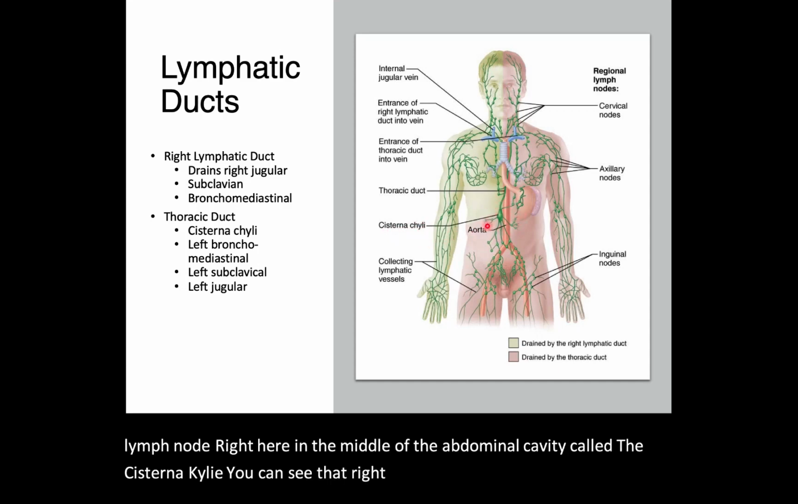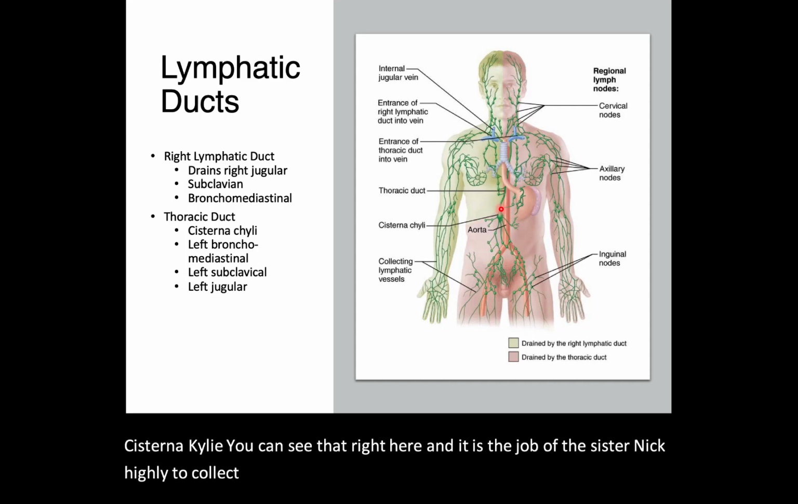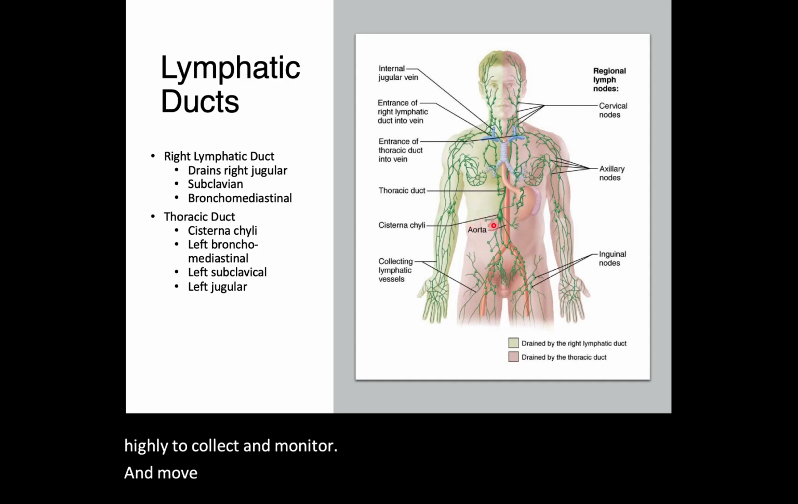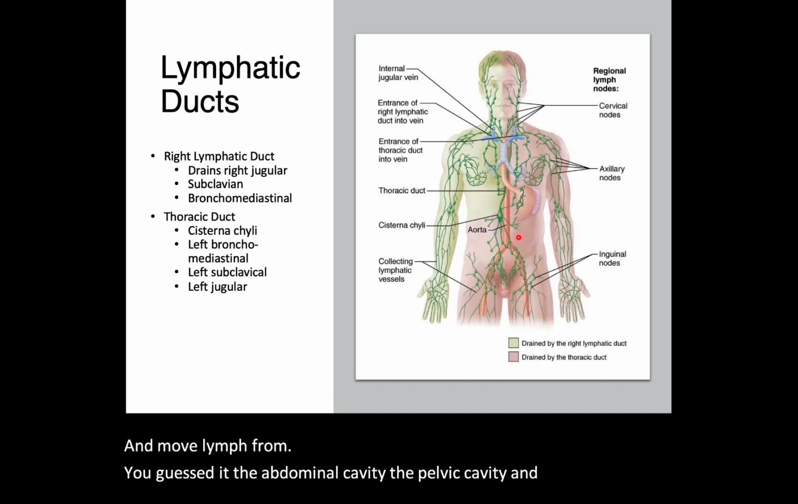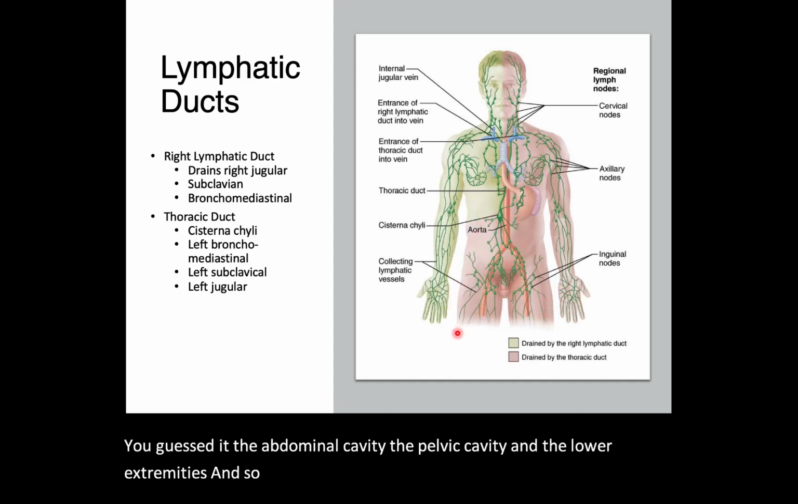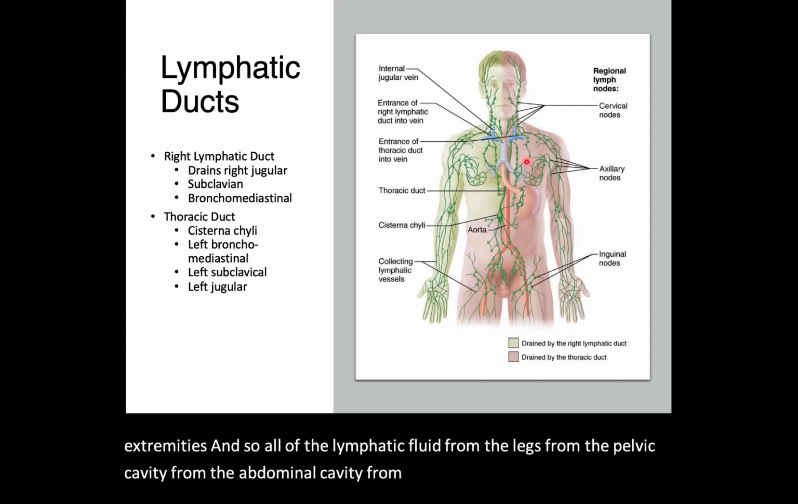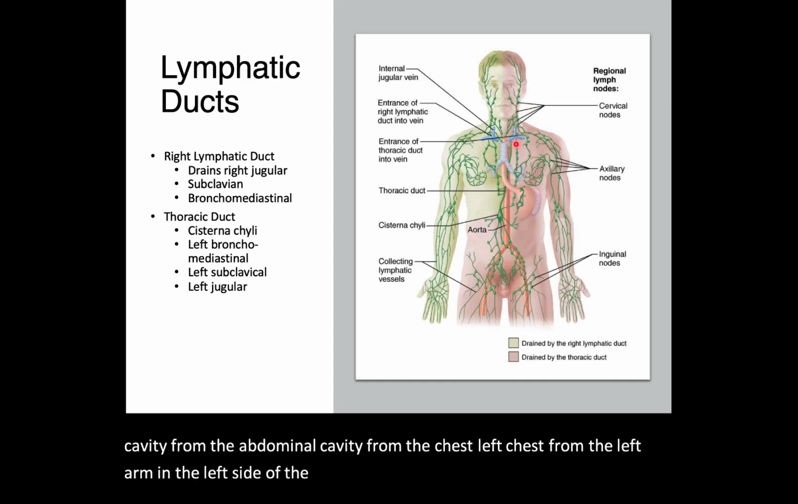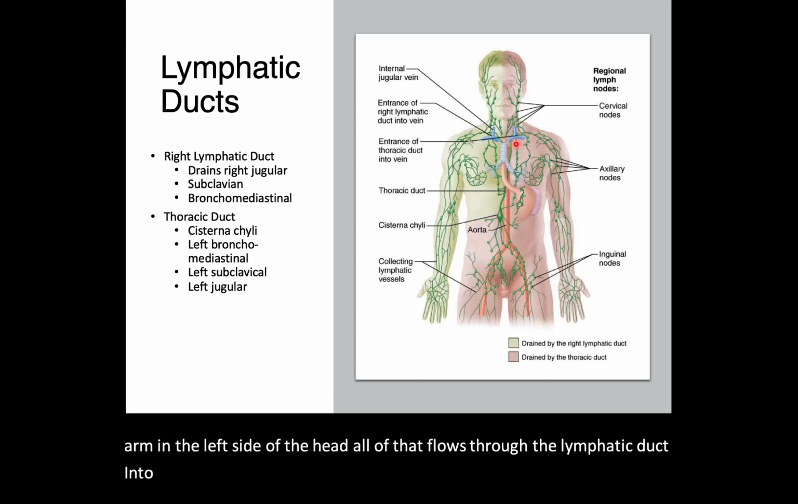It is the job of the cisterna chyli to collect and monitor and move lymph from, you guessed it, the abdominal cavity, the pelvic cavity, and the lower extremities. So all of the lymphatic fluid from the legs, from the pelvic cavity, from the abdominal cavity, from the left chest, from the left arm, and the left side of the head, all of that flows through the lymphatic duct into the left subclavian vein.